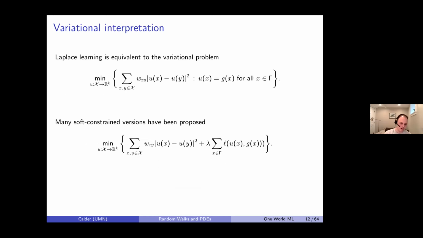There are tons of variations on this where you replace the hard label constraints by soft label constraints. And you have a penalty parameter lambda, and you choose your favorite loss function, if it's L2 or it could be cross entropy loss or something like this. There are lots of different variations like this that have been proposed. You can also change how you normalize the graph Laplacian, so you can change this Dirichlet energy a little bit.